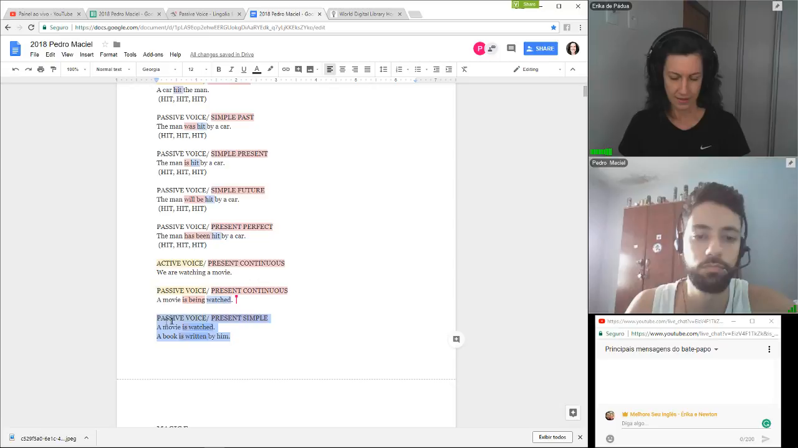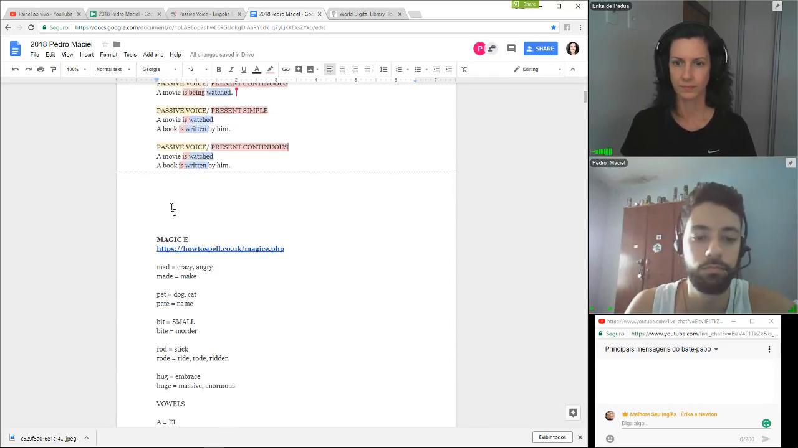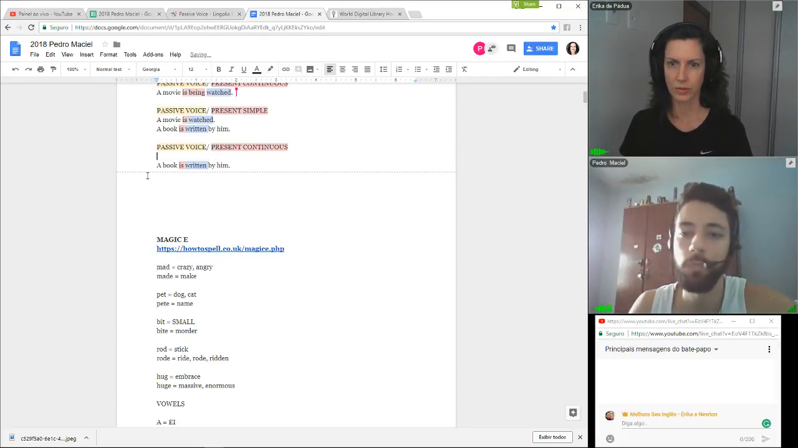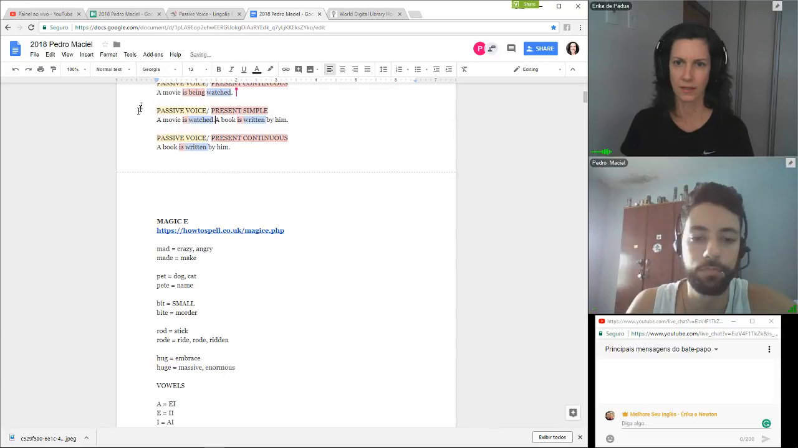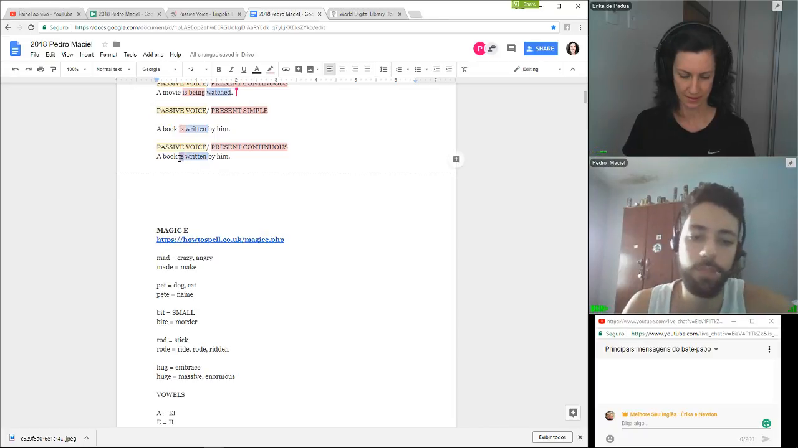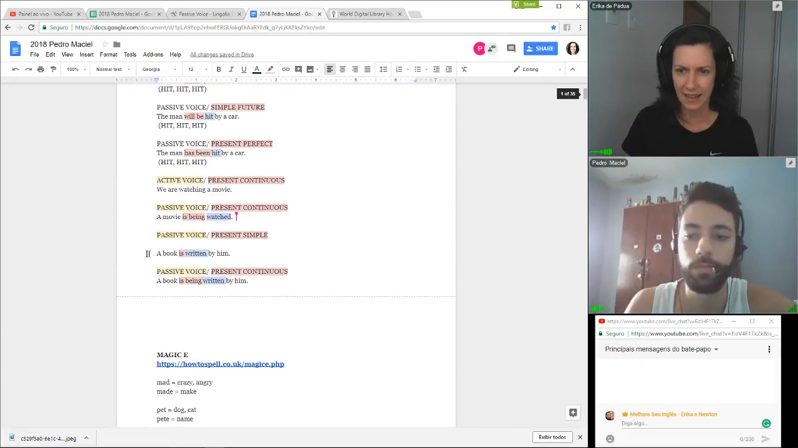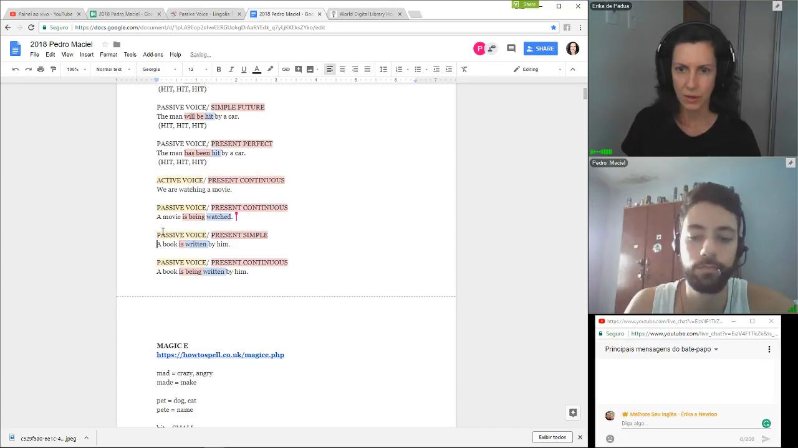Now we're going to use the present continuous, I think it will work better. A book is being written by him. So we're not going to use this anymore. Let me change this. A book is being written by him. Is being written. Perfect. Right. So, a book is being written. We had already put it up here, right? I'll erase this.